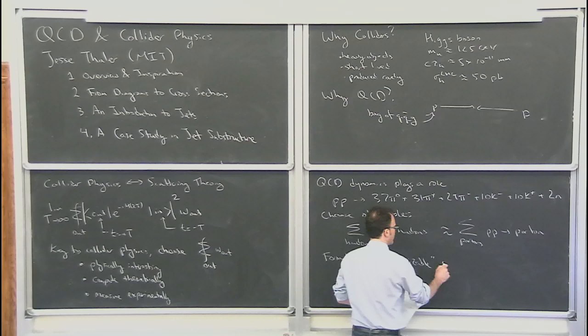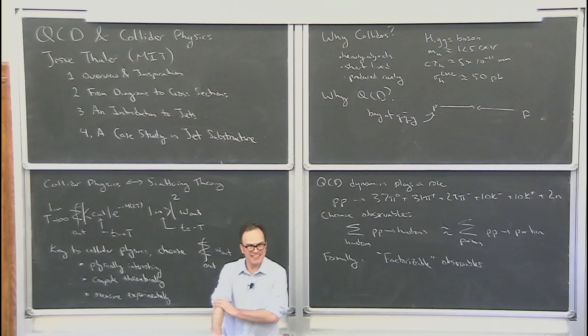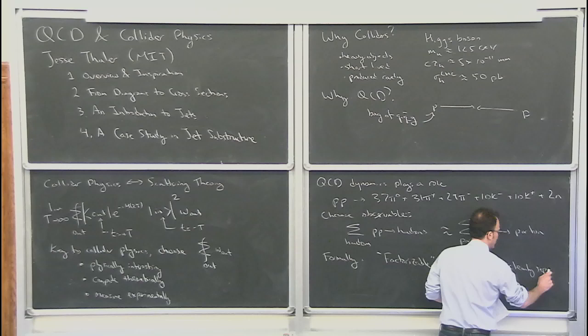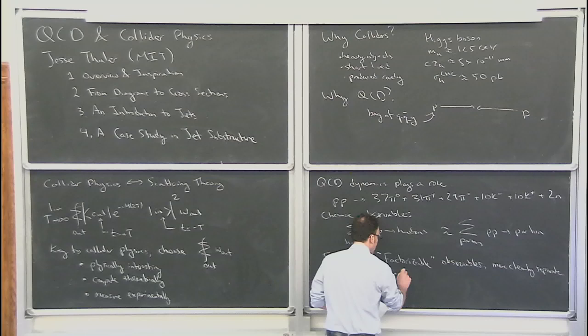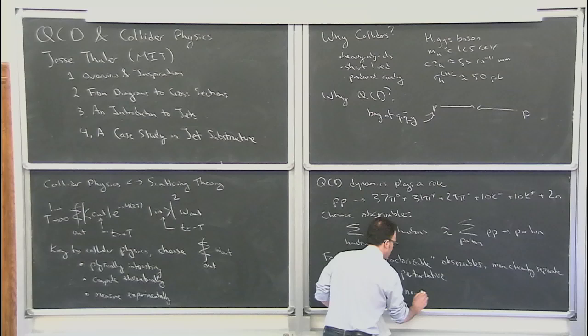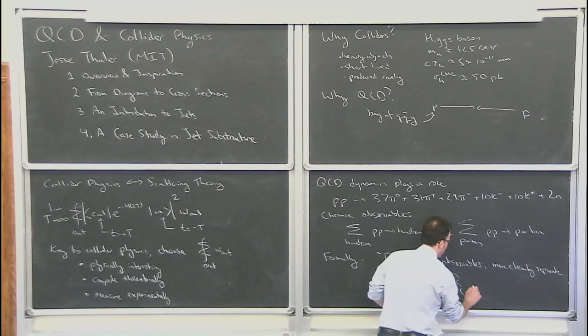So there's no way to get around the fact that QCD has non-perturbative dynamics, but factorizable observables are ones where you can more cleanly separate the dynamics that's perturbative, the one I can calculate using Feynman diagrams or amplitude techniques, versus non-perturbative. Of course, both of these are QCD dynamics.